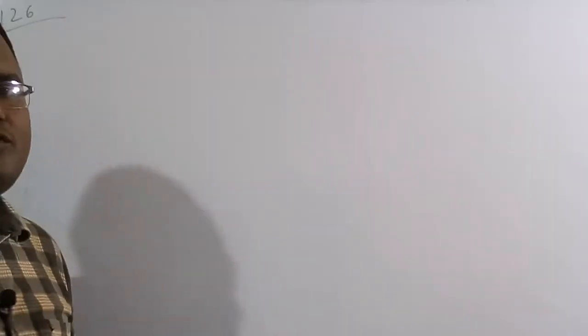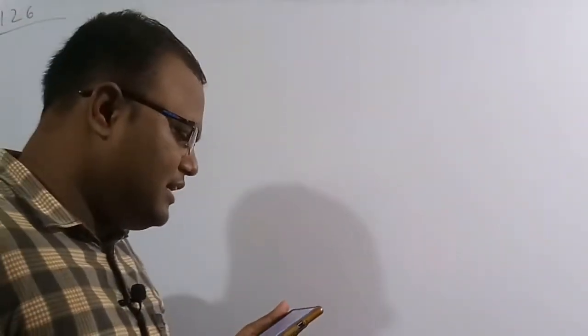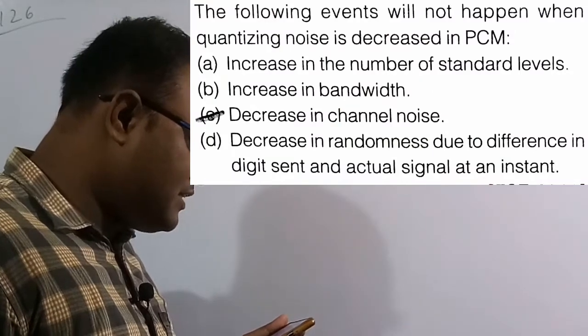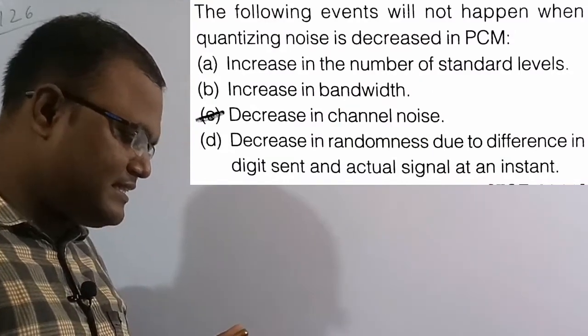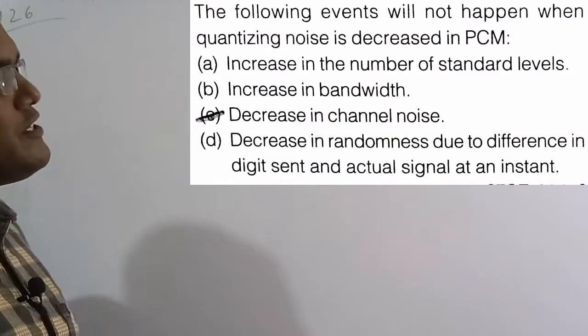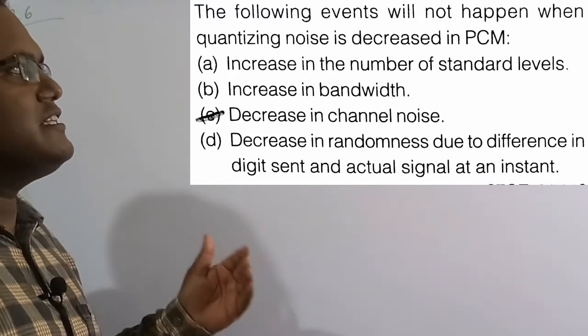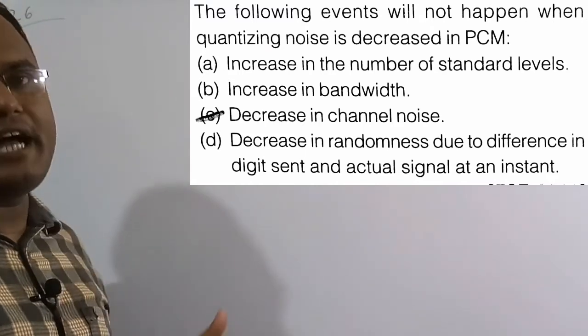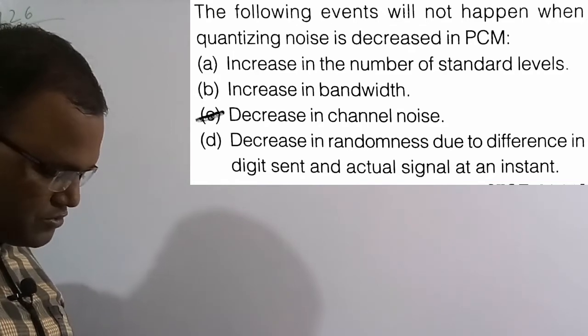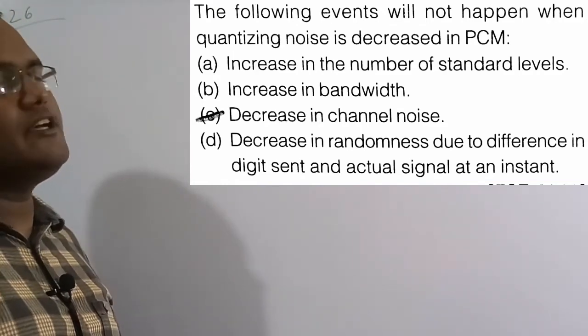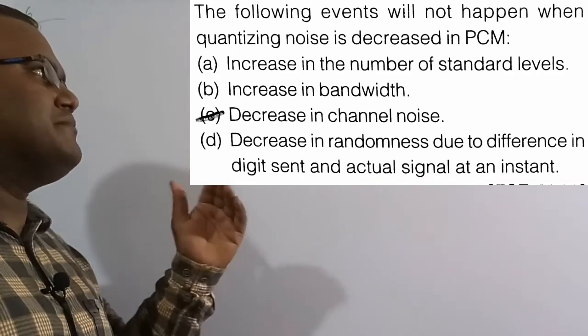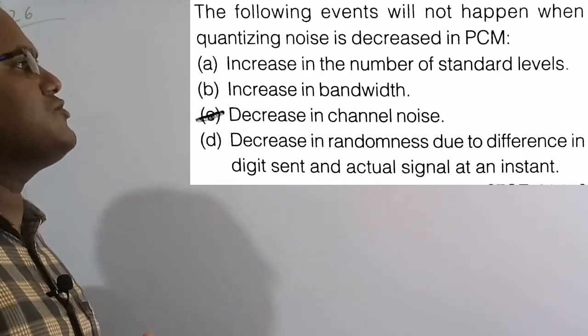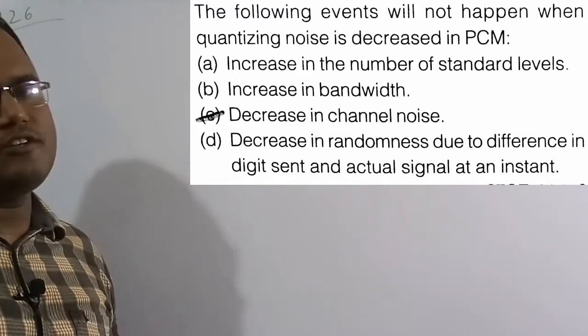Now we are going to solve the 126th question. The question is: the following events will not happen when quantizing noise is decreased in PCM. So when the quantizing noise is decreased, what is the thing which is not going to happen? Out of the four options, option C, decrease in channel noise, means the channel noise will remain the same and will not decrease. So option C is the correct solution of this question.